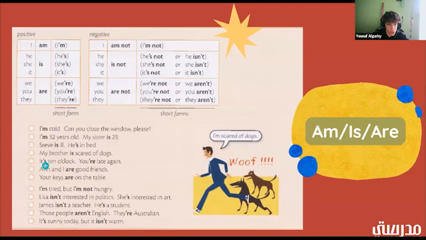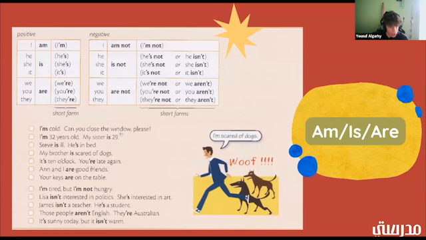All right. So for each of these, I'm going to read them and then I'm going to ask you if it's positive or negative. Okay. So the first one, I'm cold. Can you close the window, please? Is that positive or negative? Positive. Good. All right. Next one.